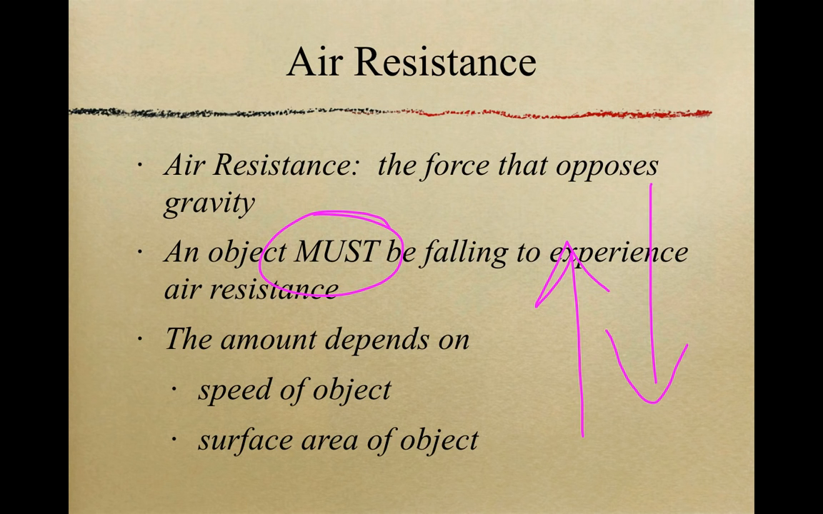The amount of air resistance depends on the speed of the object and the surface of the object, the surface area. So speed and surface area. As I increase speed, I increase my air resistance. As I increase surface area, I increase air resistance. Please note, nowhere in here did I say mass affects an object. Mass has nothing to do with it. We'll talk about why that is more in the next chapter.